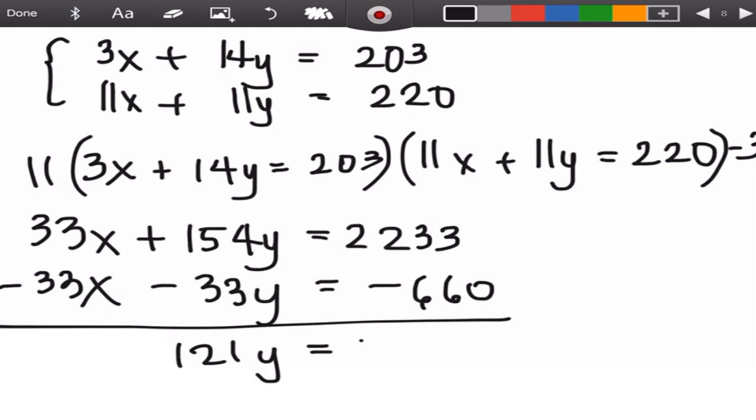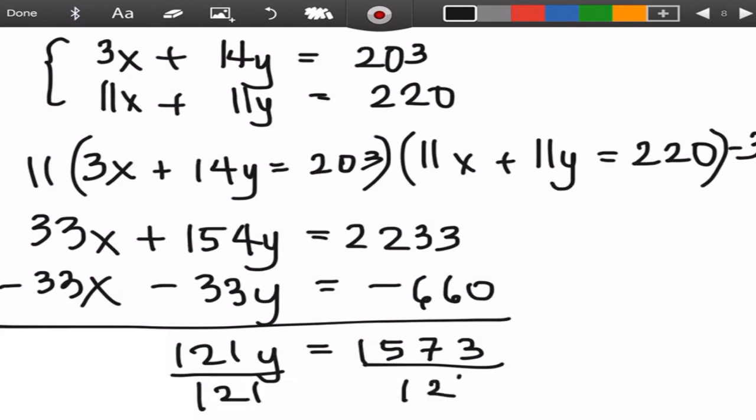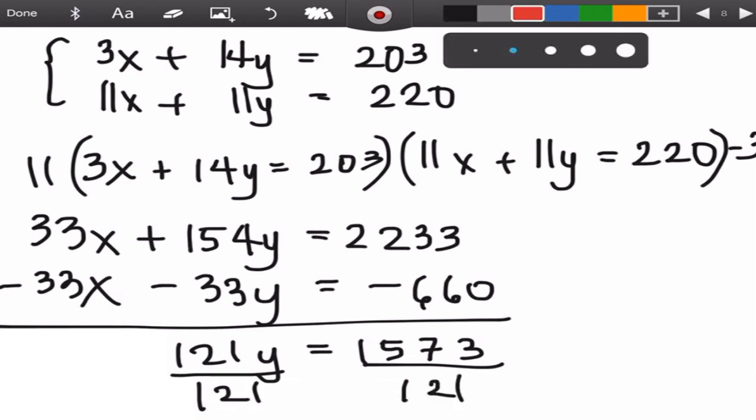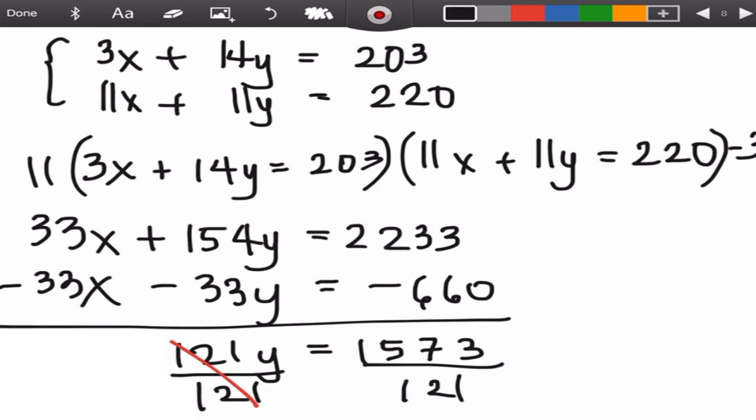So that is 1,573. And then divide both sides by 121 to get y. So 121 divided by 121 will become 1. Cancelled. So y equals 1,573 divided by 121 is equal to 13. So that is the value of y.